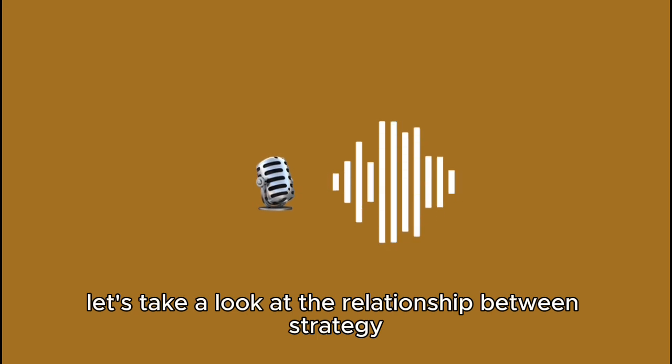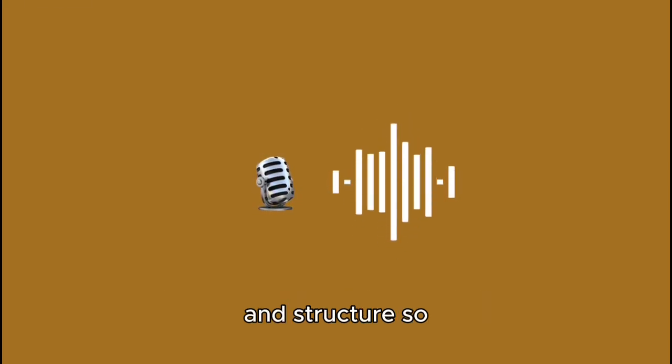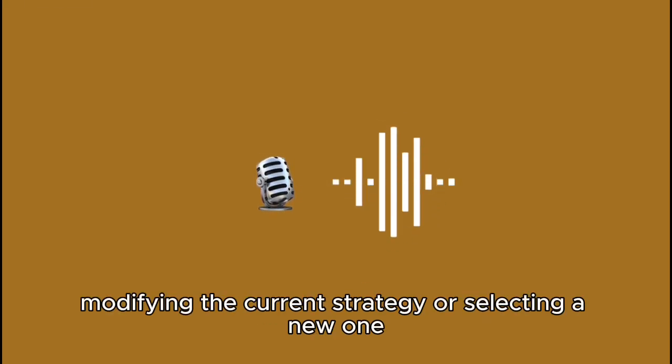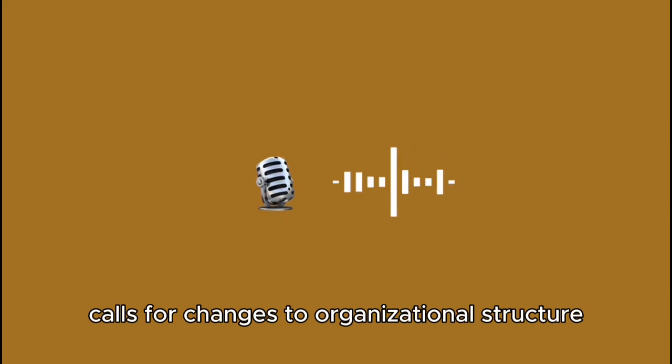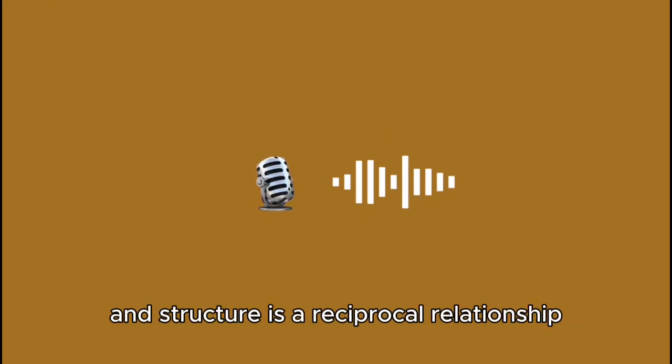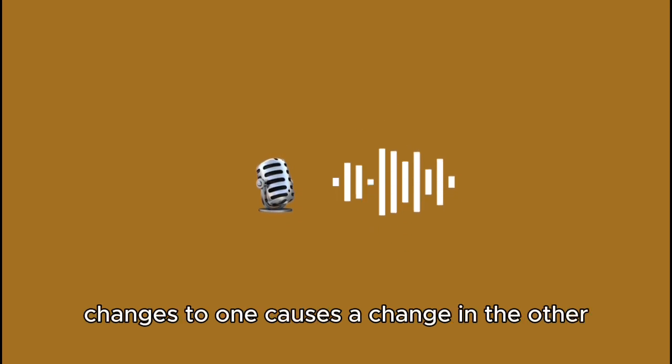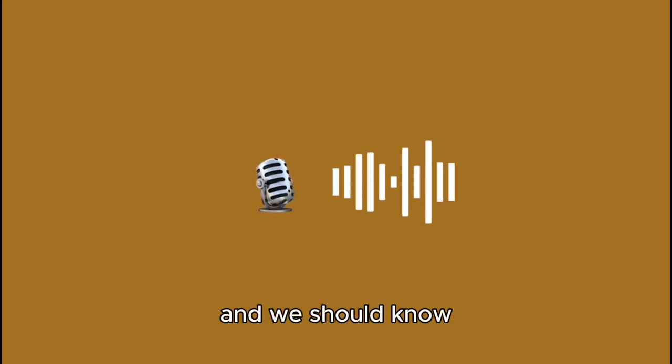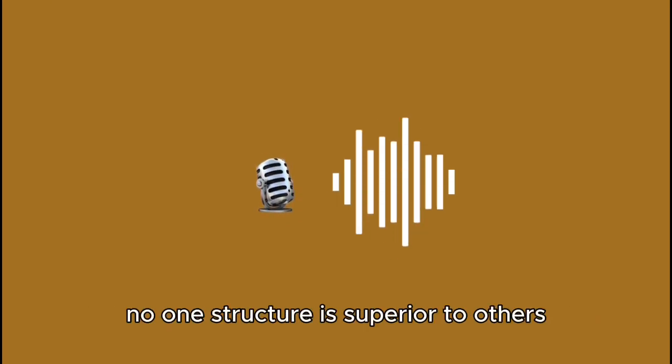But now let's take a look at the relationship between strategy and structure. So modifying the current strategy or selecting a new one calls for changes to organizational structure. And the relationship between strategy and structure is a reciprocal relationship. Changes to one causes a change in the other. And we should know no one structure is superior to others.